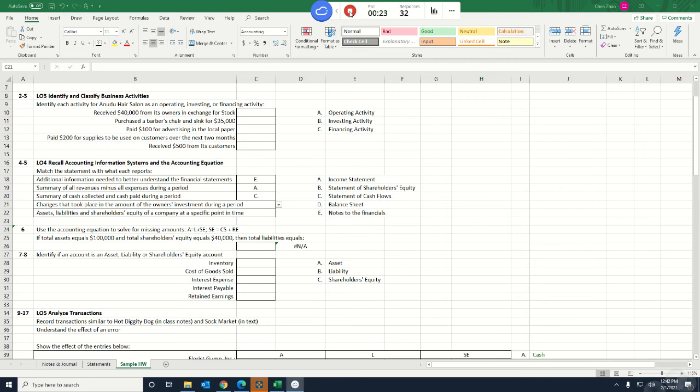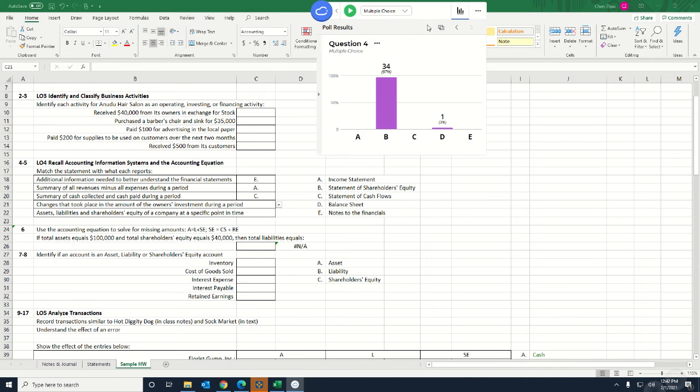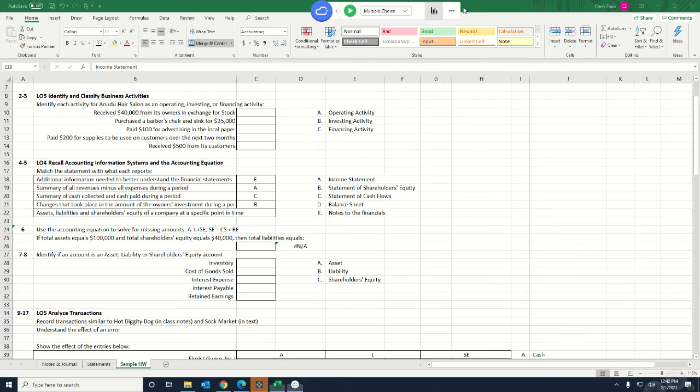Can you answer the question right now? Okay, good. That was probably a time up. Okay, let me see. The answer is statement of shareholders' equity. So it's B. The last one, assets, liabilities, and shareholders' equity of a company at a specific point in time.